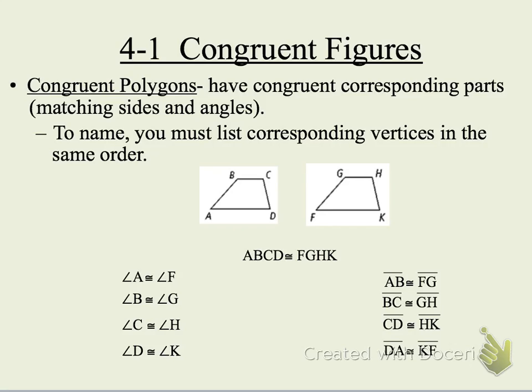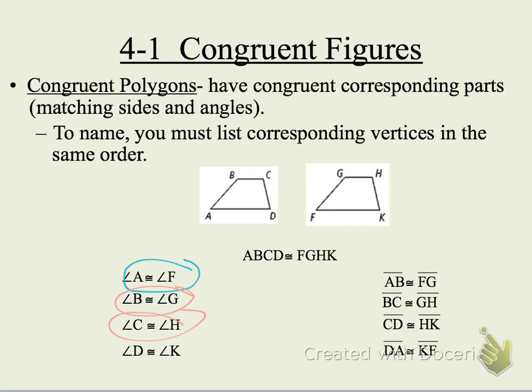So if we're looking at this picture, angle A is congruent to angle F. If I switch colors, you can see that angle B is congruent to angle G, angle C is congruent to angle H, and angle D is congruent to angle K. Okay, so you have to do it in the corresponding same order.